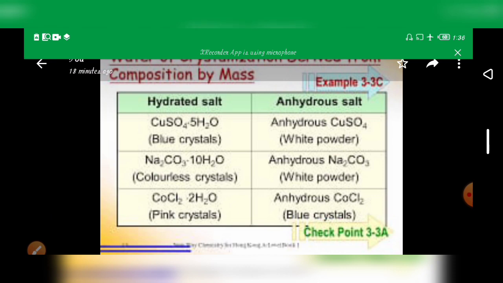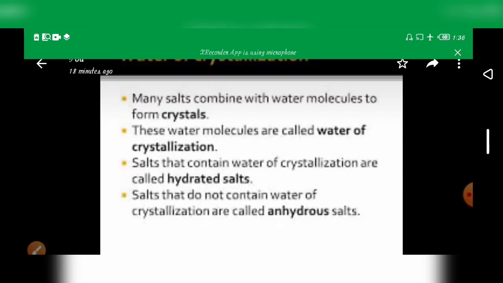Okay, next we go to some of the substances I have given here. Okay. Next we go to hydration. What is meant by water of crystallization? Many salts combine with water molecules to form crystals. These water molecules are called water of crystallization. Salts that contain water of crystallization are called hydrated salts. Salts that do not contain water of crystallization are called anhydrous salts.